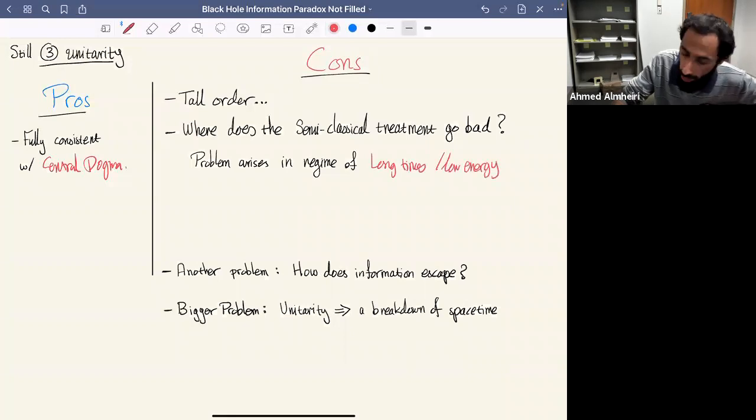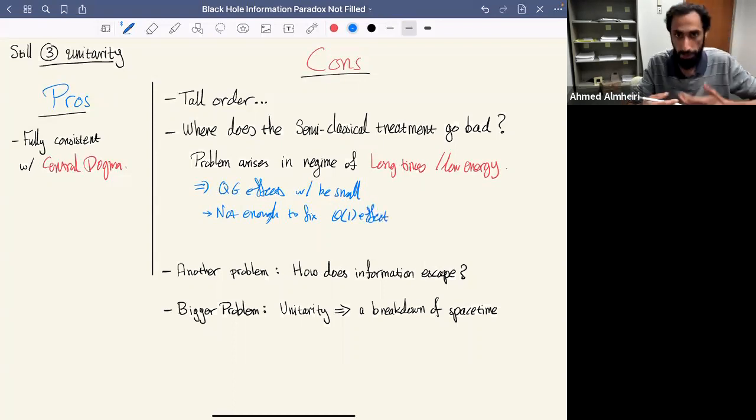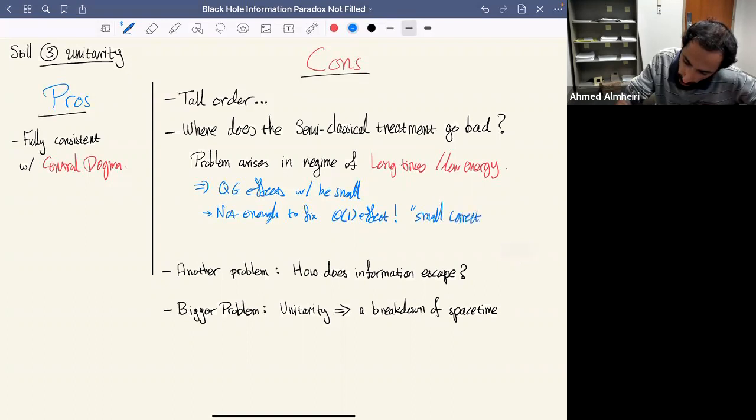We never needed to consider trans-Planckian collisions or anything like that. In particular, what this means is that quantum gravity effects will be small, and this means that they won't be enough to fix the order 1 effect. This problem that we're finding is an order 1 problem. This statement, proving that these small corrections cannot change the answer, famously goes by the name small corrections theorem, due to Samir Mathur.